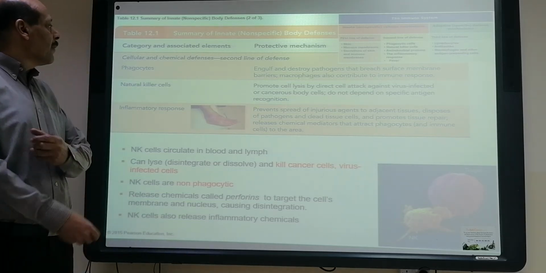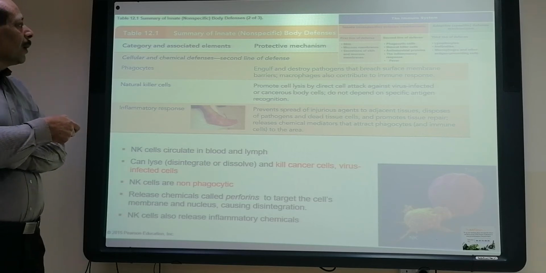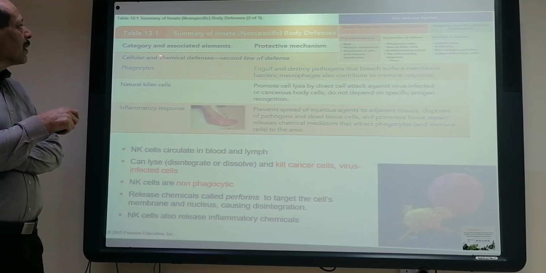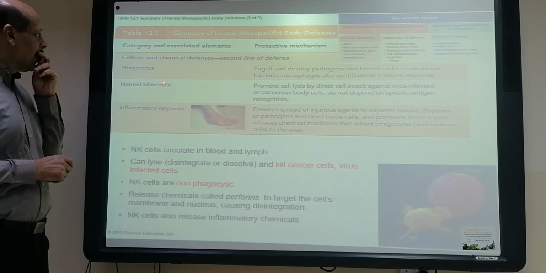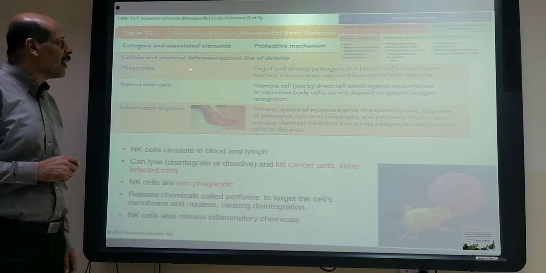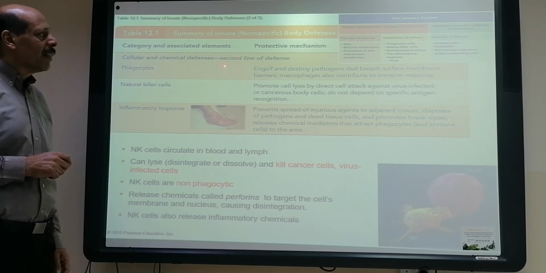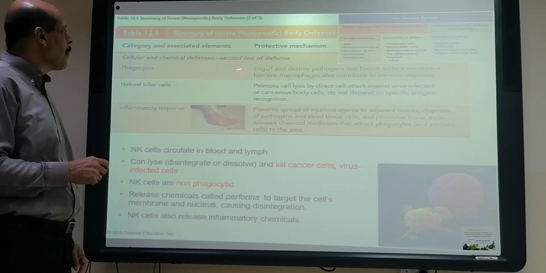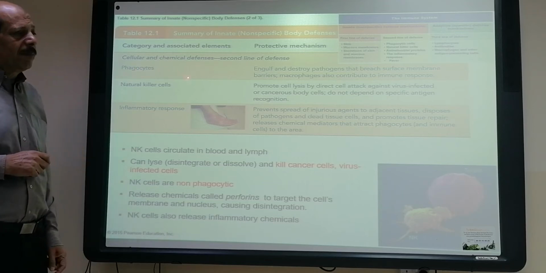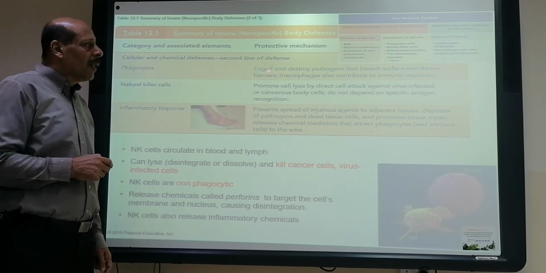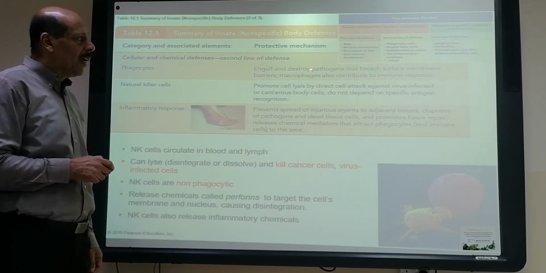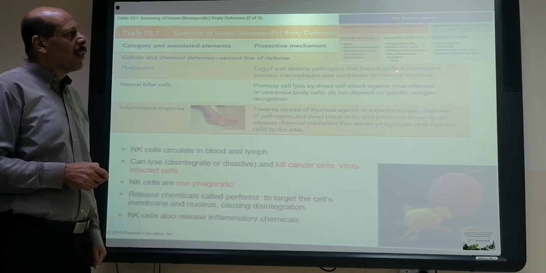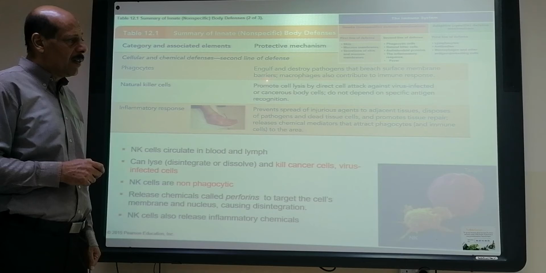The non-specific body defense mechanism, the categories and associated elements: we have the cellular and chemical defense, which is the second line of defense. So now we will come to the second line of defense. One of them is the phagocyte. The function of the phagocyte is to engulf and destroy pathogens that breach the surface membrane barriers.